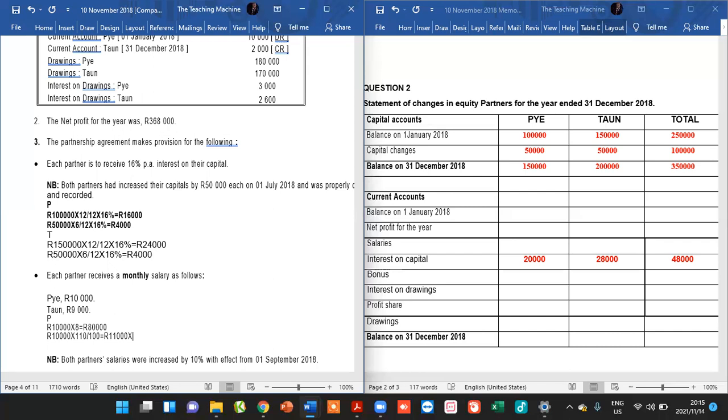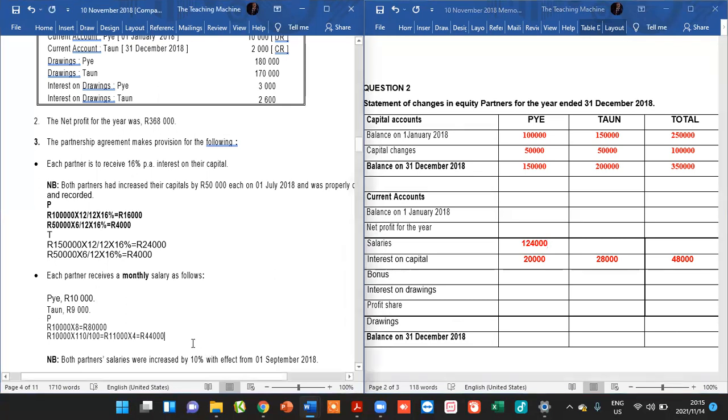Multiply by how many months? September, October, November, December. 4 months. So this 11,000 was for 4 months within the current financial period. So if I say 11,000 times 4, I think it should be 44,000. Please correct me if I'm wrong. 44,000. Then 44,000 plus 80,000, I'm getting an amount of 124,000. Salary for P, 124,000.